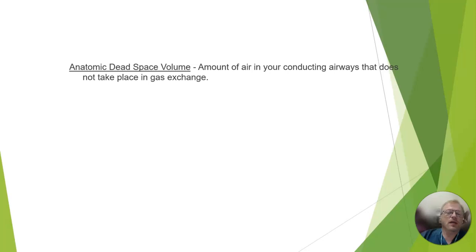So we talked about dead space. Anatomic dead space is the amount of air in your conducting airways that does not take place in gas exchange. So when you are breathing in air, the air that is in your trachea, in your bronchi, all the way down to almost right before your alveoli, does not take place in gas exchange. So we call that dead space. And your anatomic dead space does not change. And that is listed as a V sub D.